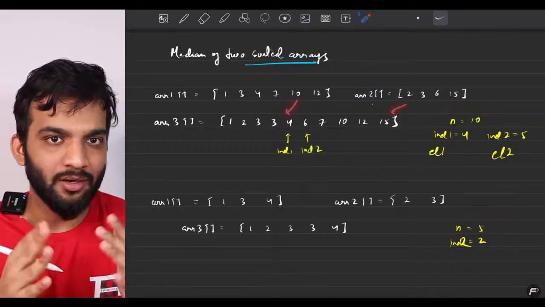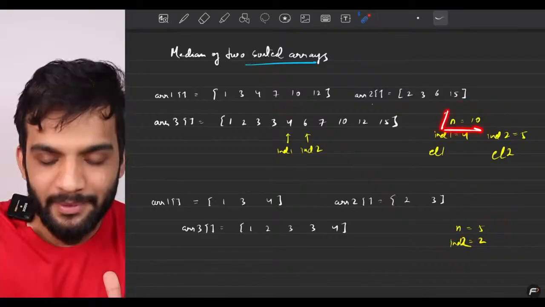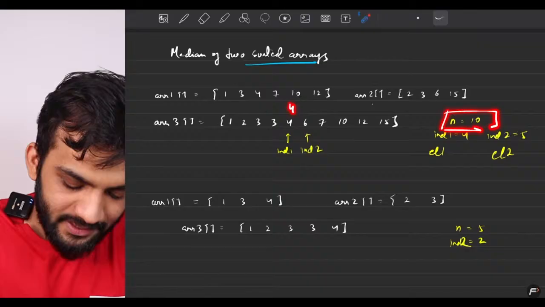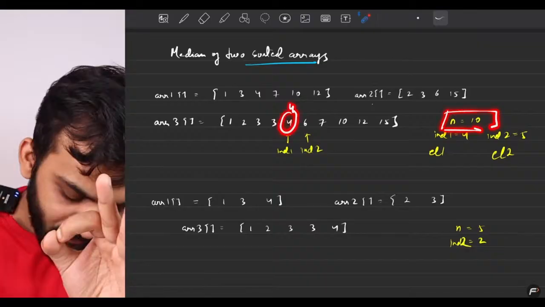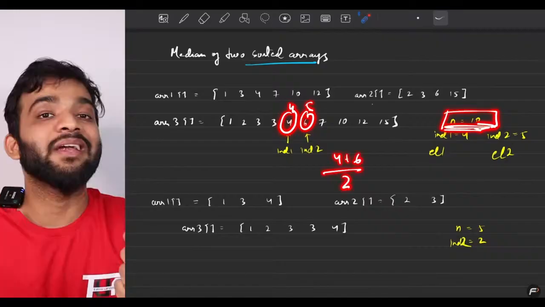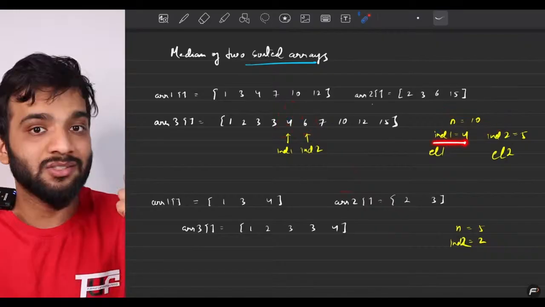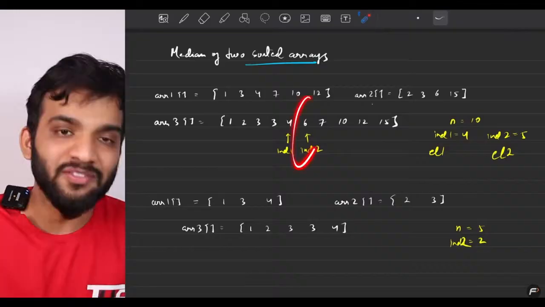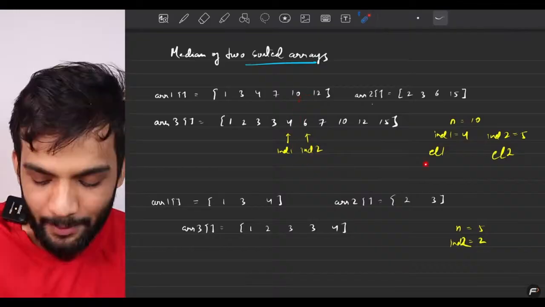So let's have some observations. The total number of elements is 10. At the fourth index, I have the first element, and at the fifth index, I have the second element. If n is even, I'm adding them up and dividing by 2. So let's call index 1 as 4, because I want the fourth index element, and index 2 as 5, the fifth index element, which are called element 1 and element 2.